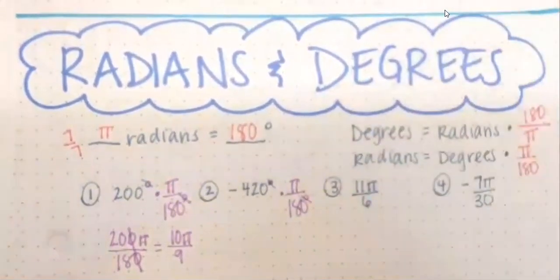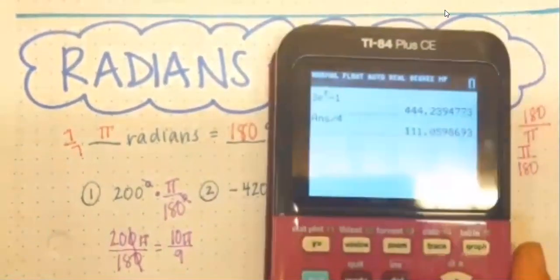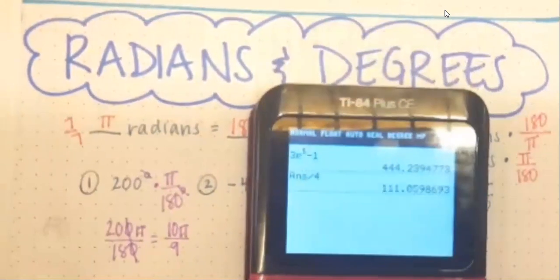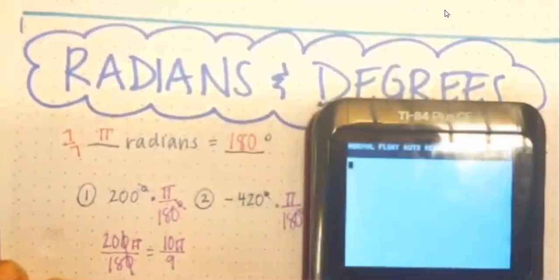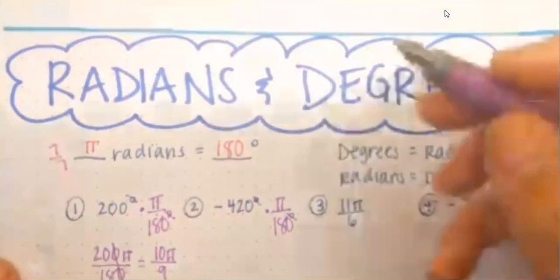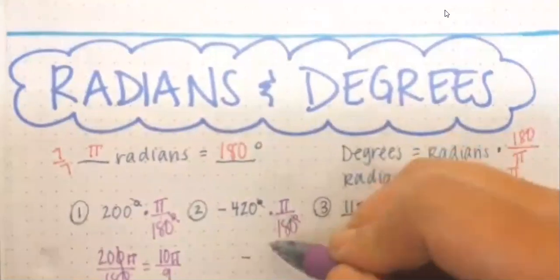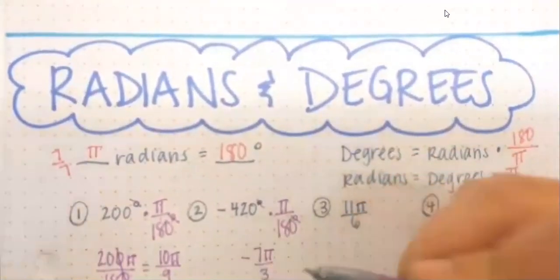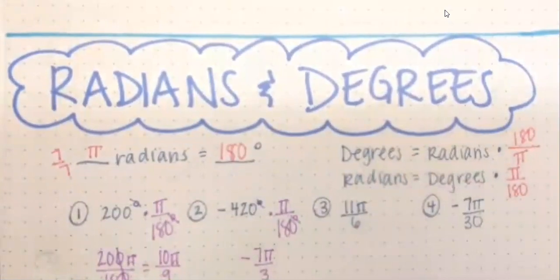Now for this one, I am going to show you how to type this into a calculator so you don't have to do it in your head. What was this one? 420 over 180. That's a fraction I want to simplify. So I'm going to do 420 divided by 180. It gives me a decimal, so I go to math, enter, enter. And there's my simplest fraction, 7 over 3. This one is going to be negative, so I got negative 7 pi over 3. Pi is always going to be in the numerator when we're switching to radians.